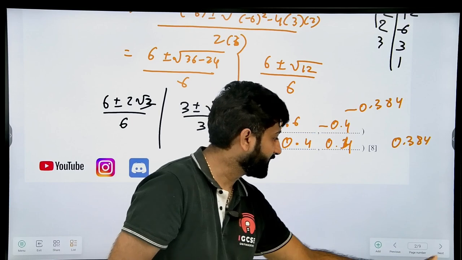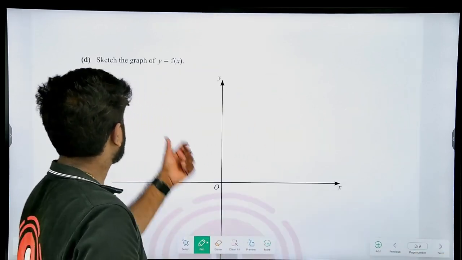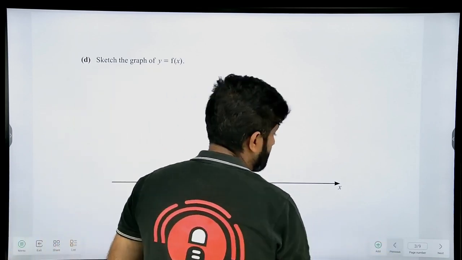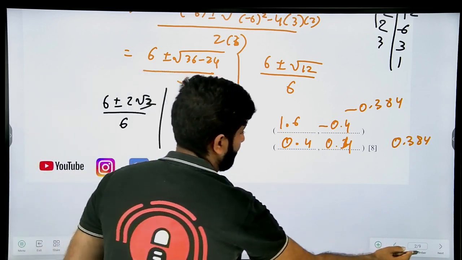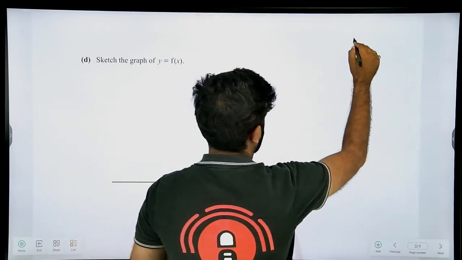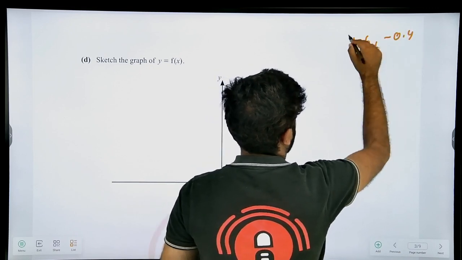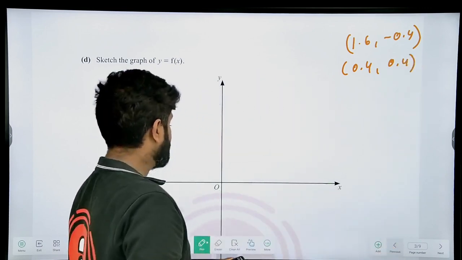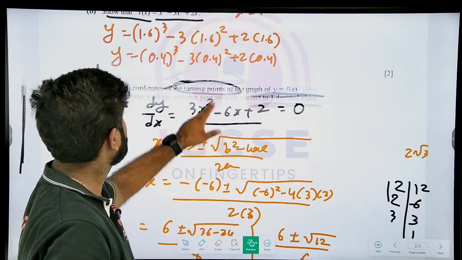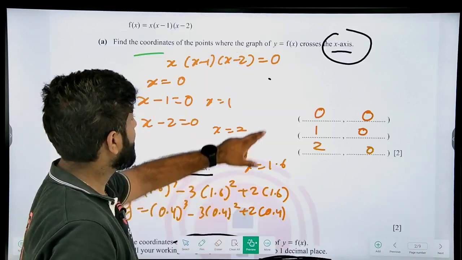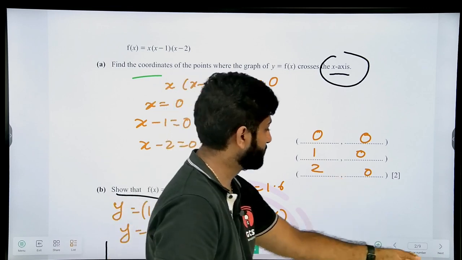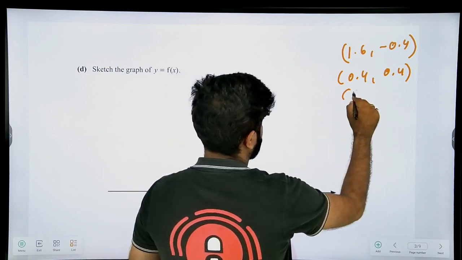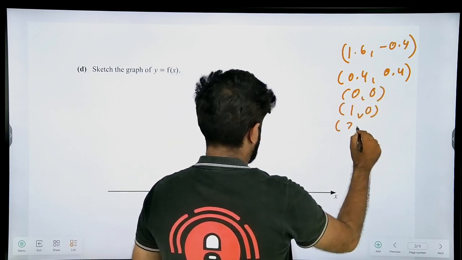Right, now the next part would be to plot the graph. Now they are saying sketch the graph. Now guys, what do I have? I do know that the turning points are 1.6 comma negative 0.4 and 0.4 comma 0.4. What other information do I have? I do have the x-intercepts, that is 0, 0, 1, 0 and 2, 0.